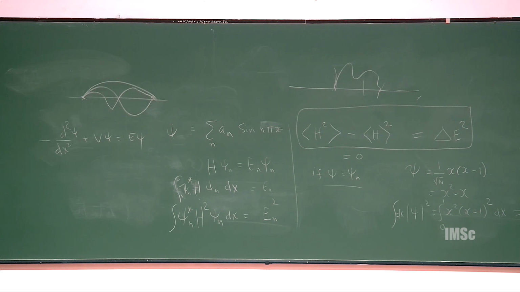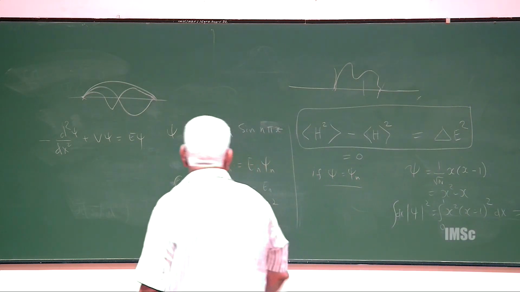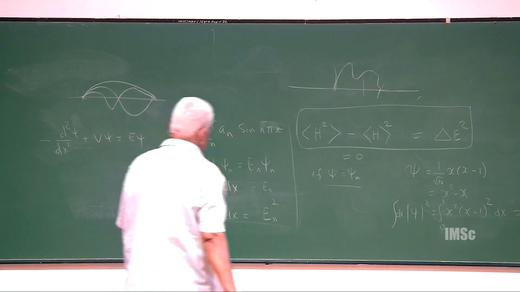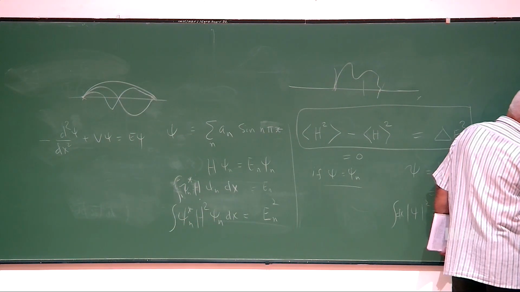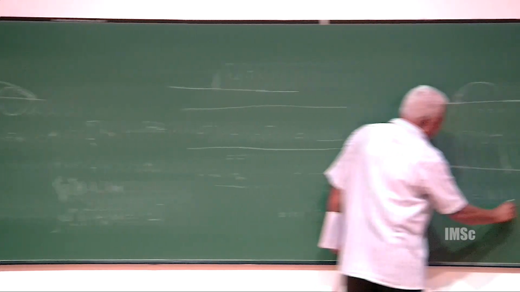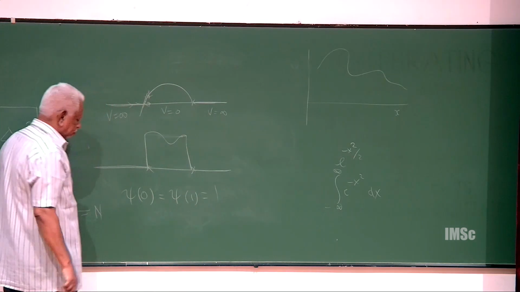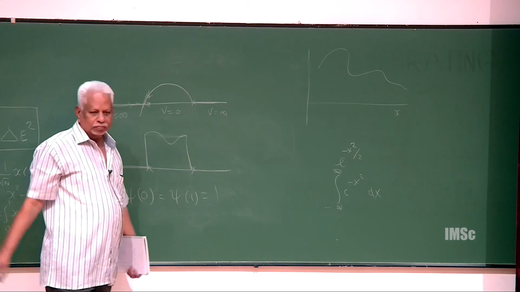Now you can ask the next question, should it be continuous? The next question, should it be continuous? Are there other things which are allowed? Now I give you another boundary condition for this problem. Psi of 0 is 0, psi of 1, let us say it is 1, well some number 1, not 0.